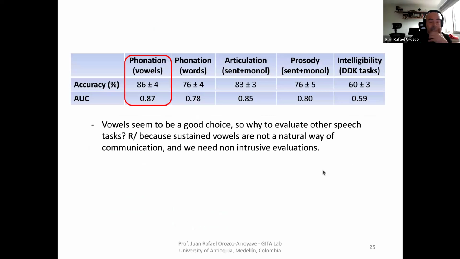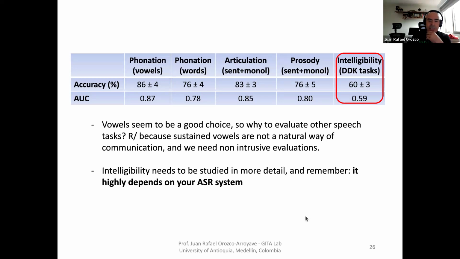Now, when we did phonation analysis in vowels, we obtained good results. But then the problem is that our team is known in the community because we always try to model something with interpretability for clinicians. And the problem is that humans do not communicate with sustained vowels. So, okay, the result is good, but it is not transferable to natural communication.